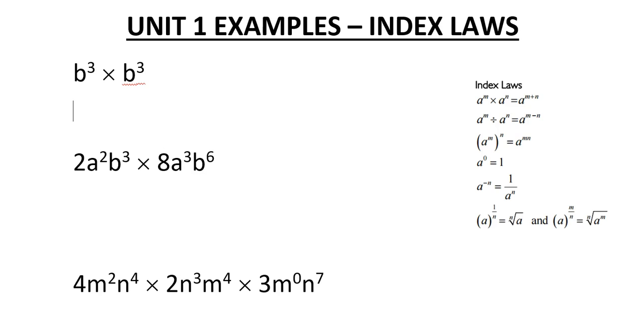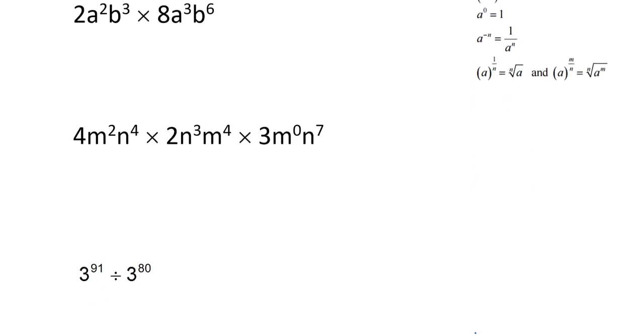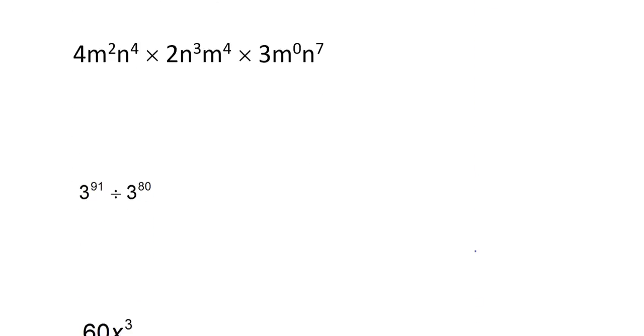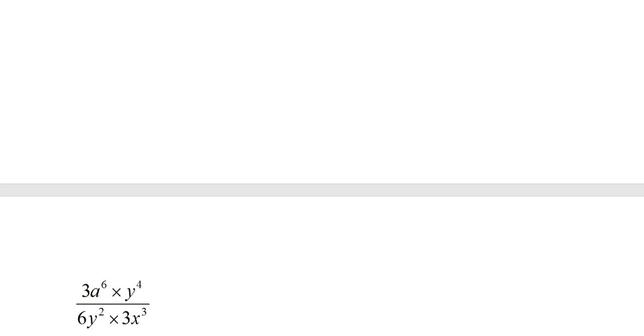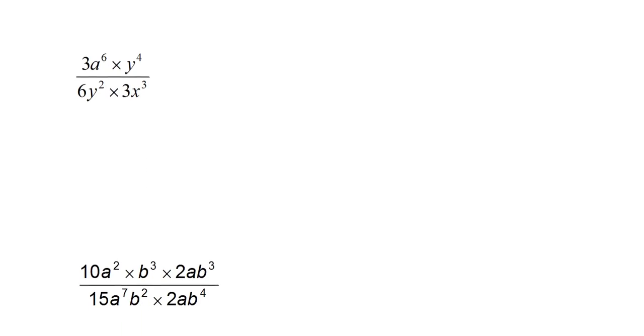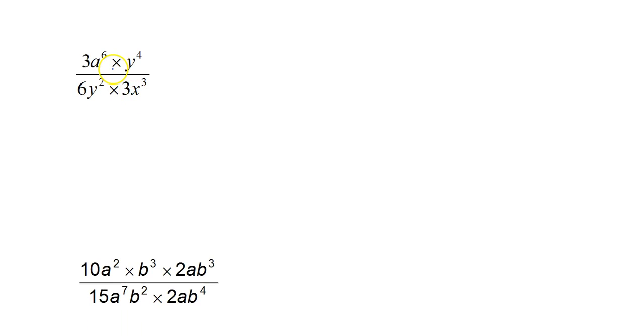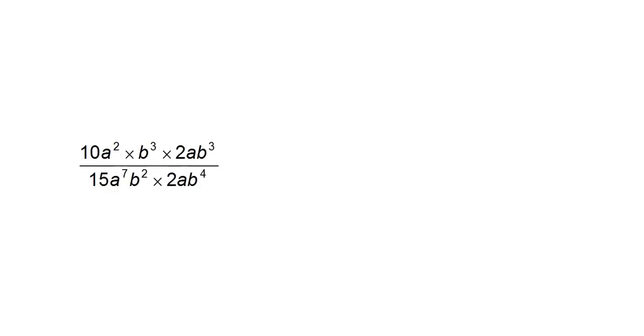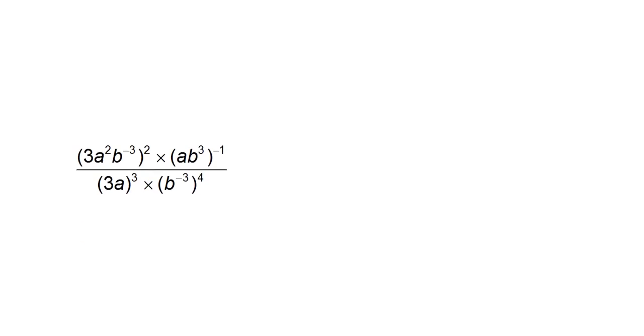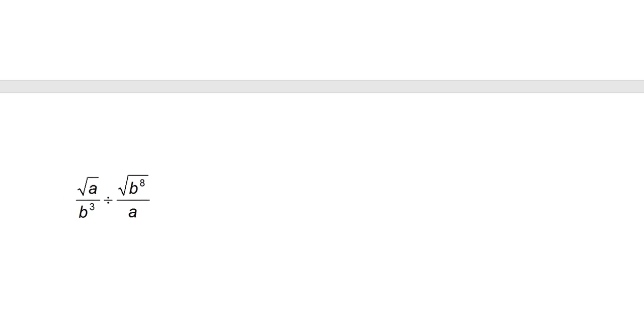So let's go through some examples for the index laws. I've got the example sheet here, and they start off quite easy with multiplication, easy division, and they get harder as they go along. You can see some of these here, they use multiplication and division in the same one. And then as we get further down, we're going to use negative indices, multiplication and division all in the same one. Down here, we look at roots.